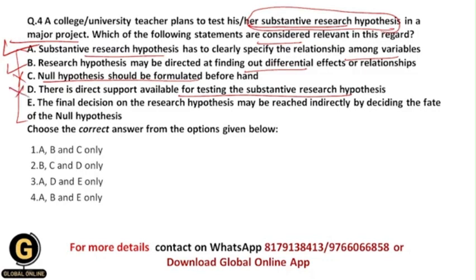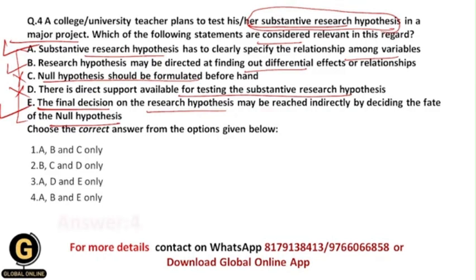The final decision on the research hypothesis may be reached indirectly by deciding the fate of the null hypothesis. Yes, this statement is correct, because whenever you reject the null hypothesis, then obviously you automatically accept the research hypothesis. And whenever you accept the null hypothesis, then you reject the research hypothesis, and that's why indirectly your decision will be based upon the fate of the null hypothesis itself.